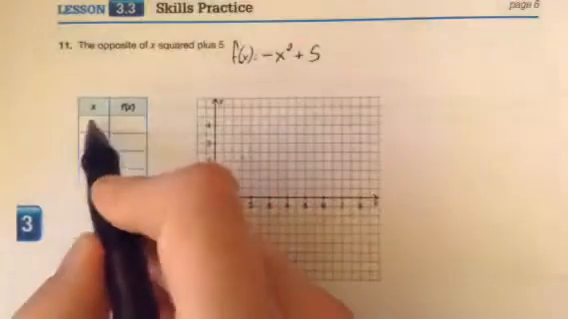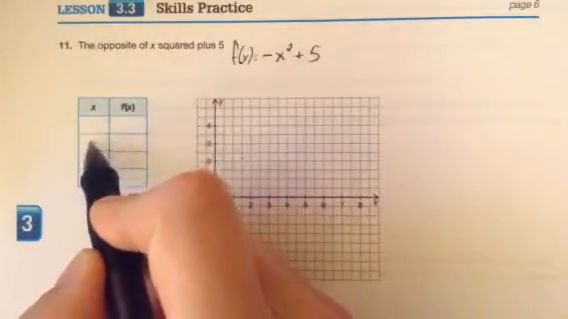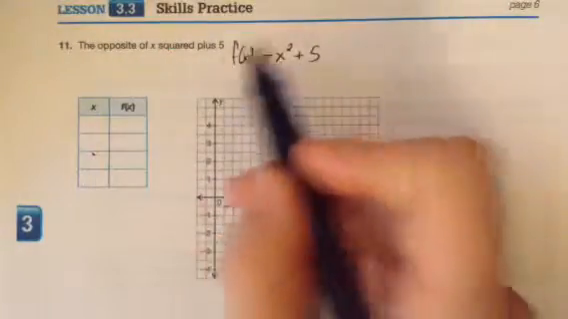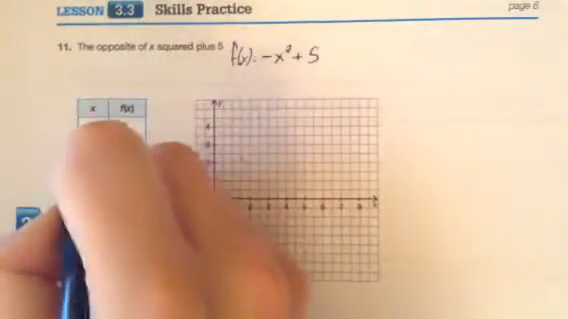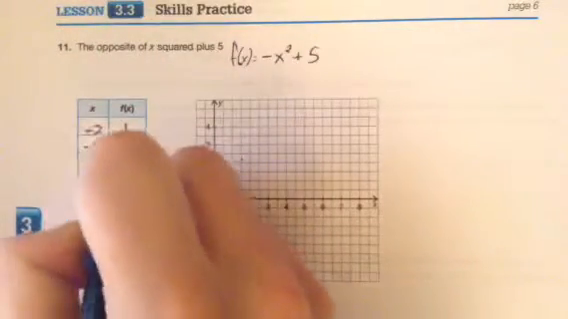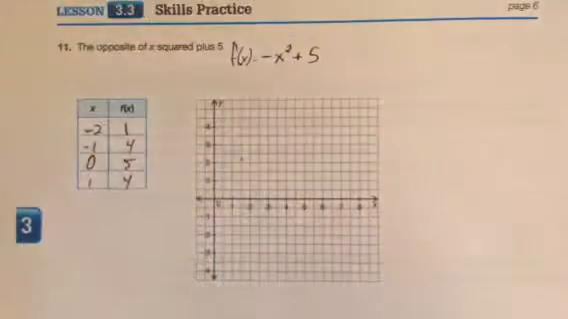You could have just plugged in some numbers. I could have plugged in -1, 0, 1, 2, plugged them in here, see what happened. But since I have my technology to make this faster for me, I can just take what's written here. I can pick 4 of these and write them down. So I've got (-2, 1), (-1, 4), (0, 5), and (1, 4) right there, right?